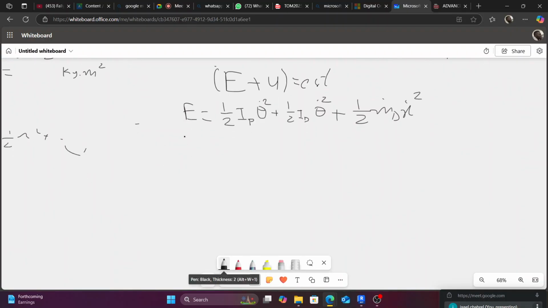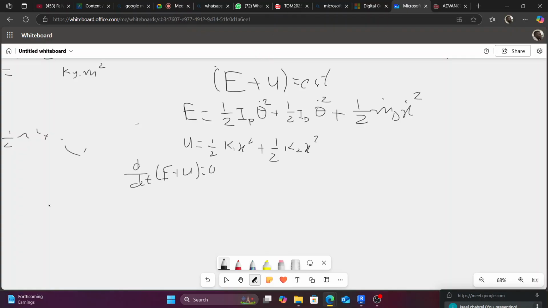Now, you come to U. U is simply the springs. It is half K1 x square plus half K2 x square. If you can do this, the rest is easy. So what does the rule say? When you differentiate E plus U in terms of time, it gives you 0, because this is a constant. Differentiation of a constant is what? 0. From here it is just mathematics.